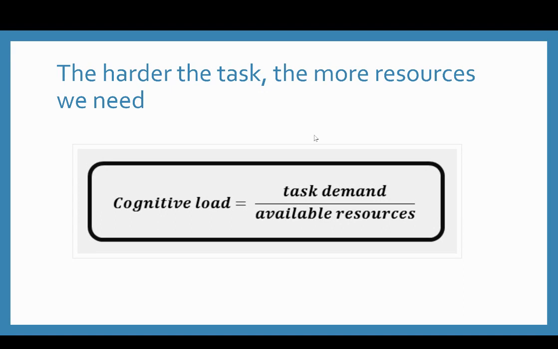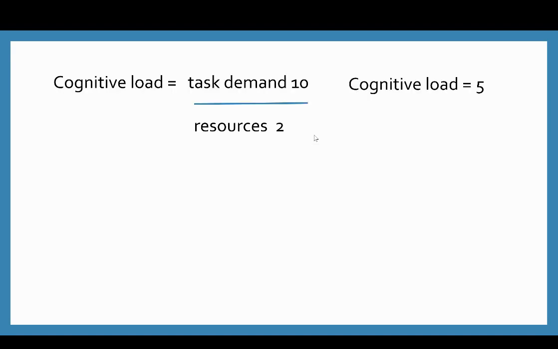And by that, well, let's just have a look at that. Let's just work through that first. So let's just chuck some arbitrary numbers in to help us. So task demand is 10, and the resource is 2. 10 divided by 2 is 5, so the cognitive load is 5.